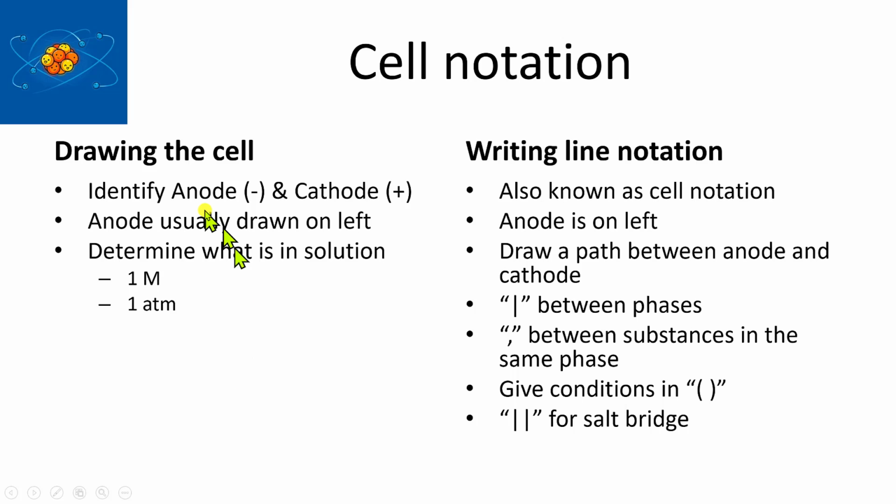Just a couple of rules generally, though these are not 100% rules. But we usually identify the anode as being on the left side and the cathode being on the right side. And also, the anode is usually considered to be the negative electrode. The cathode is the positive electrode.